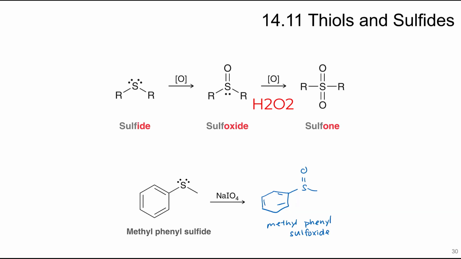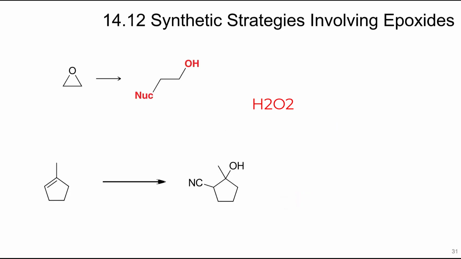What we will look at next are synthetic methods involving epoxides and thiols. If you have an epoxide, we can do a nucleophilic attack. Open the ring and have addition of a nucleophile plus the OH. We can also add an OH to here via an epoxide. We're able to add two functional groups at one time.